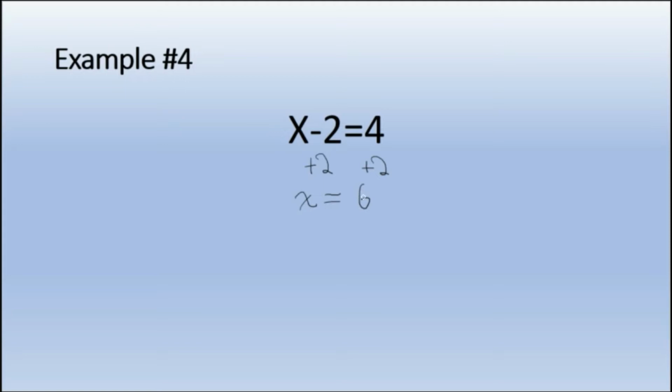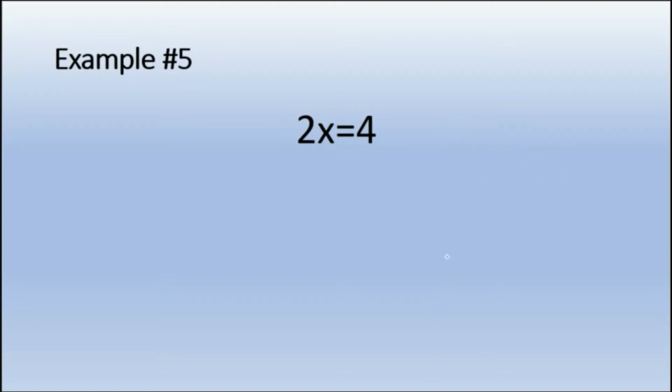We're going to plug our 6 back in for x in the original equation. Okay, so our x is 6 minus 2. 6 minus 2 is 4. Since 4 equals 4, we know that checks out. We know we did our work right.